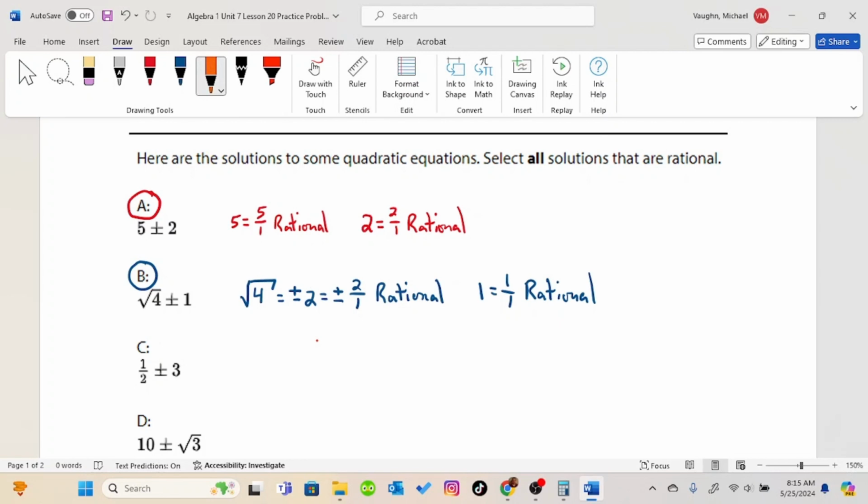C. We have 1/2, that is a whole number fraction, so that is rational. Then we have 3, which can be written as 3 over 1. So because it can be written as a whole number fraction, it is rational. If I add or subtract two rational numbers, I'm going to get a rational number for my answer.